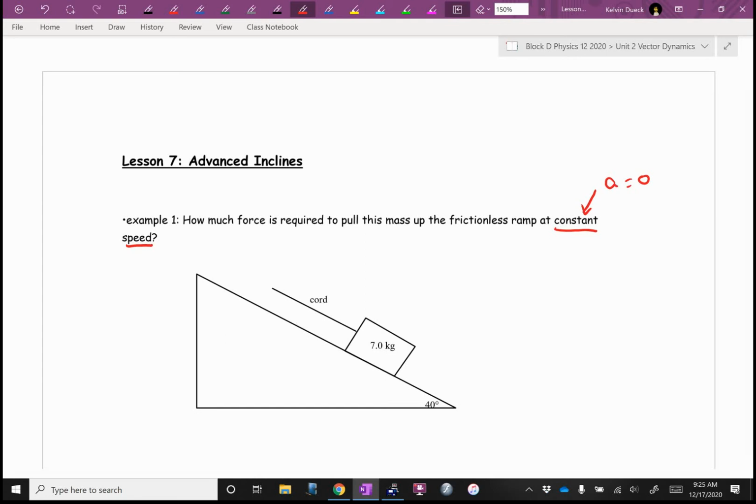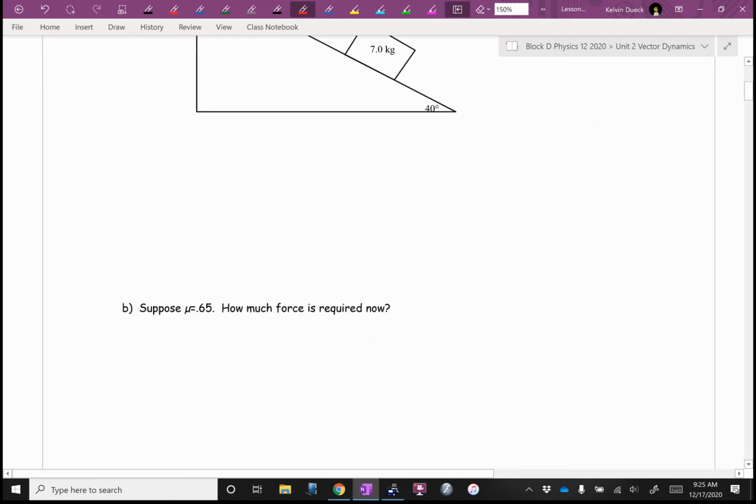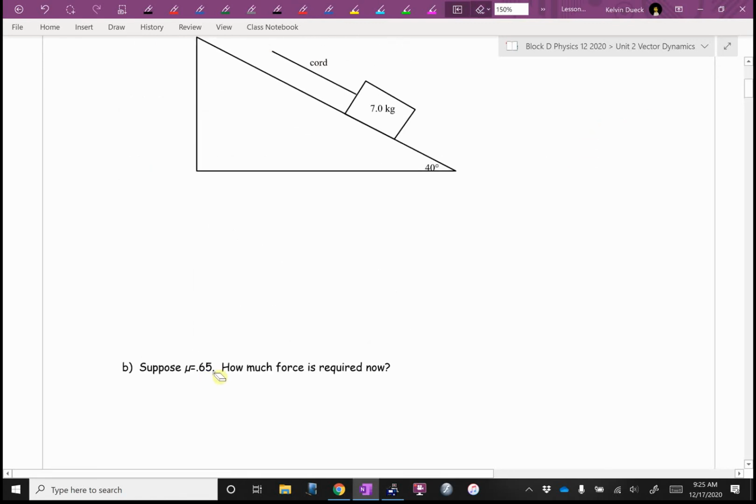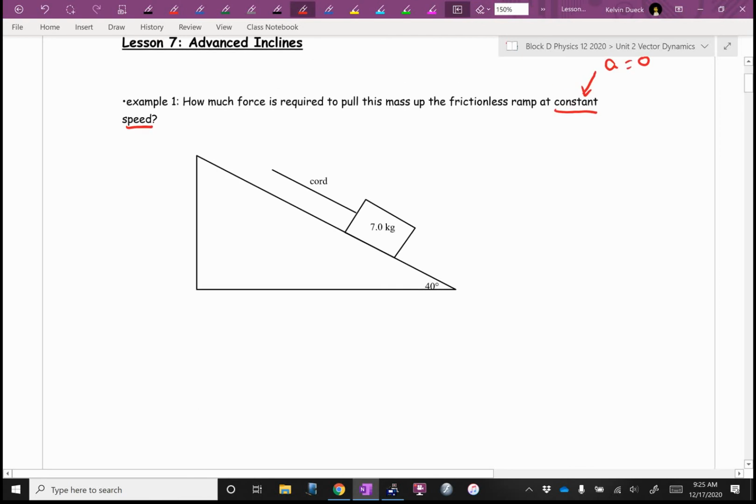Okay. How much force is required to pull this mass up the frictionless ramp? Oh, no friction at a constant speed. Oh, I was going to say, hope I did a friction example. I did. So constant speed. Any suggestions on how I might want to start out?